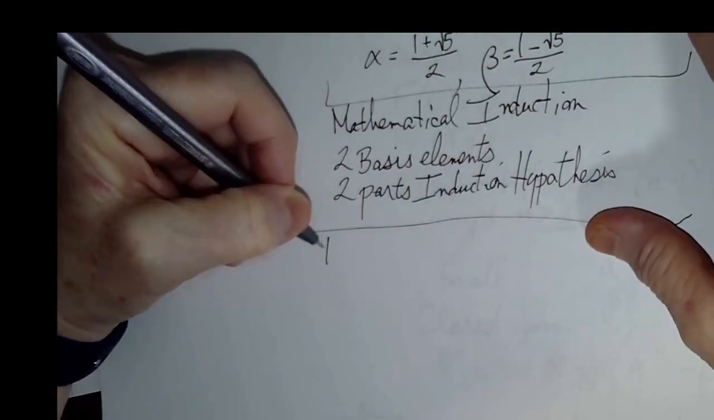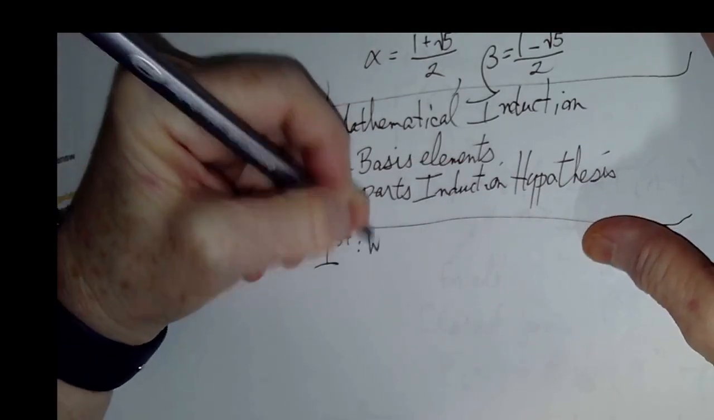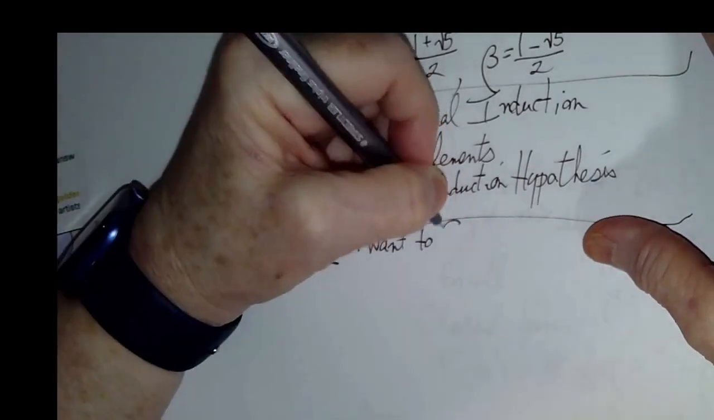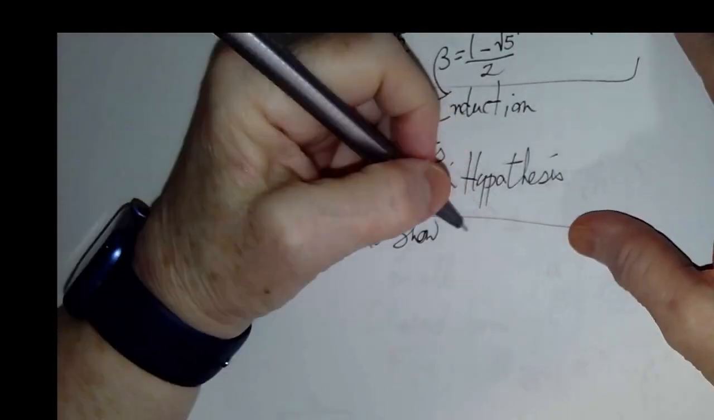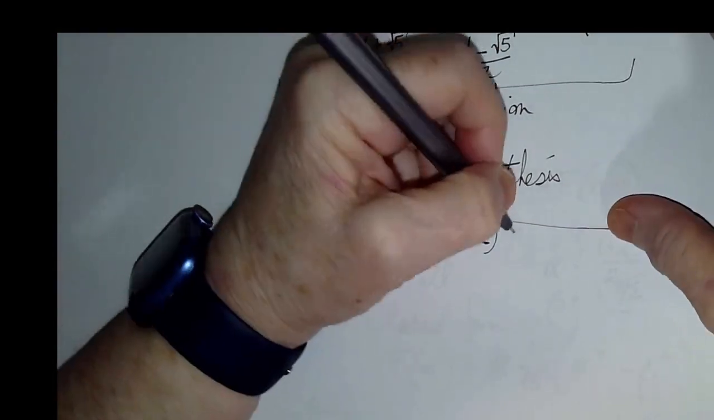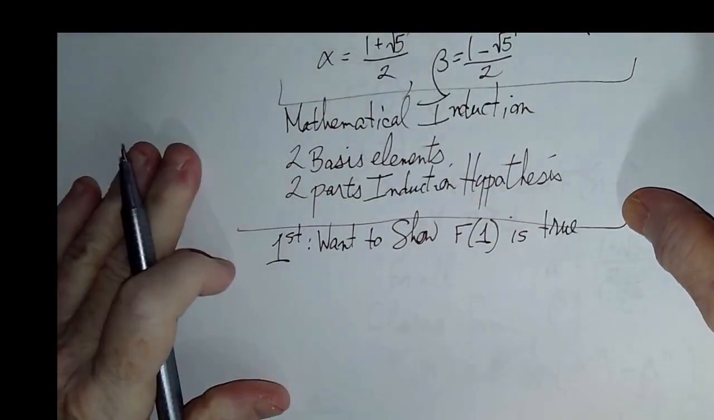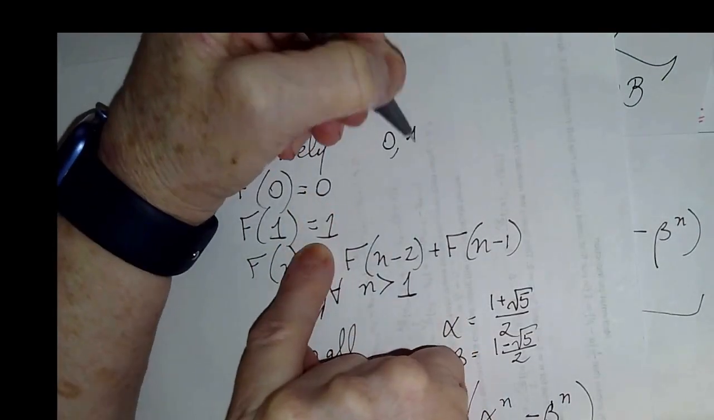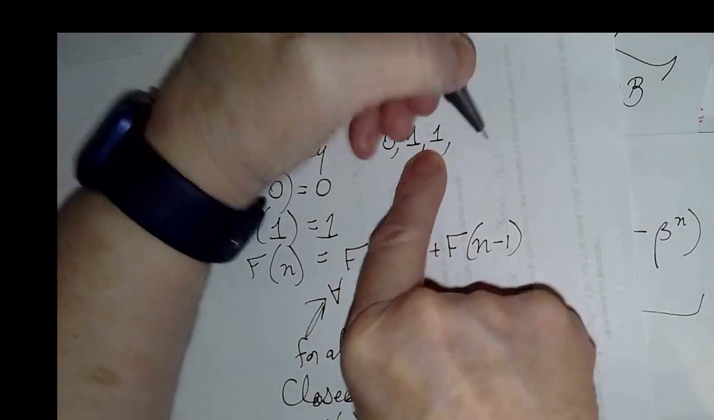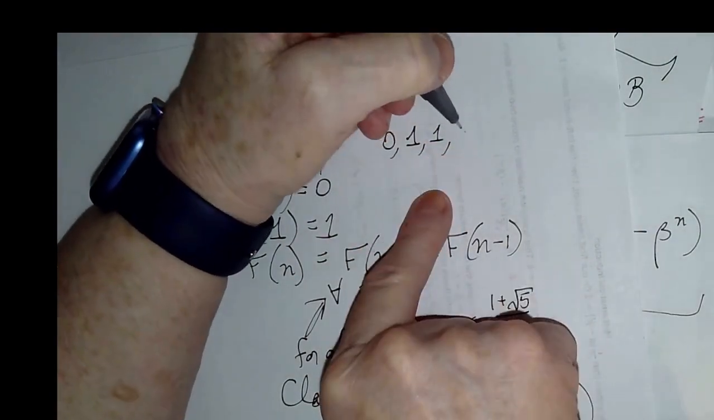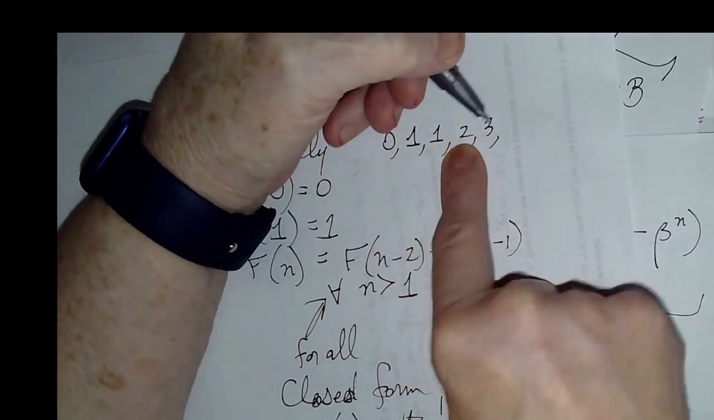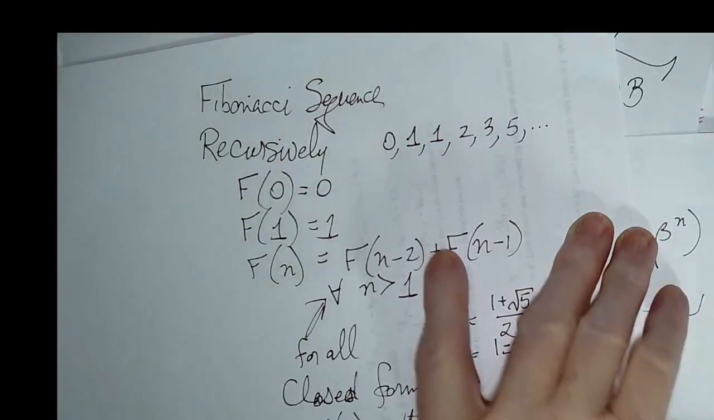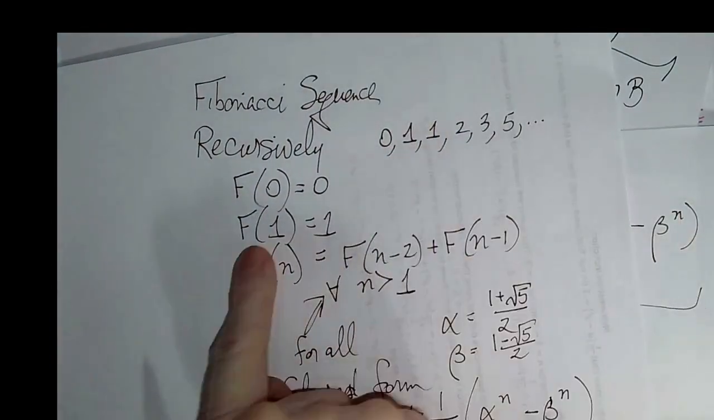Let's look at the basis first. We want to show that f of 1 is true. Let's write down these first elements. So the 0th is 0, then 1, 0 plus 1 is 1, 1 plus 1 is 2, 1 plus 2 is 3, 2 plus 3 is 5, dot, dot, dot. So our first, f of 1, is 1.